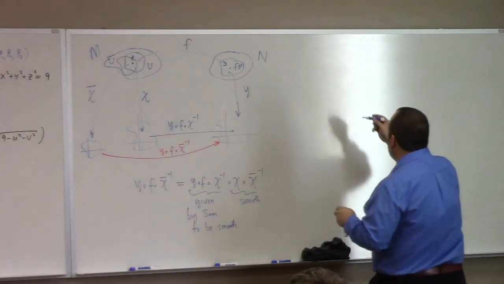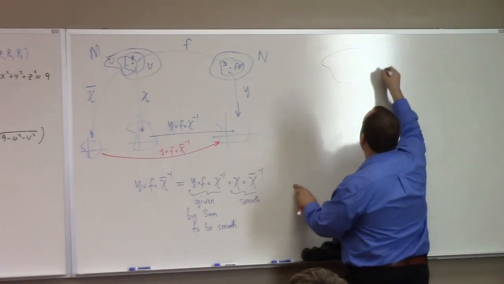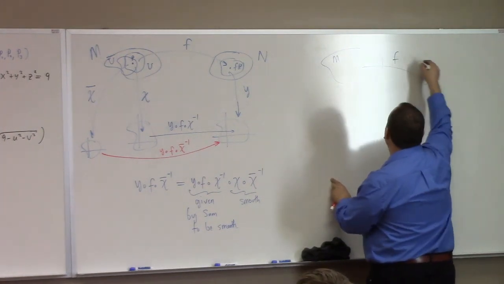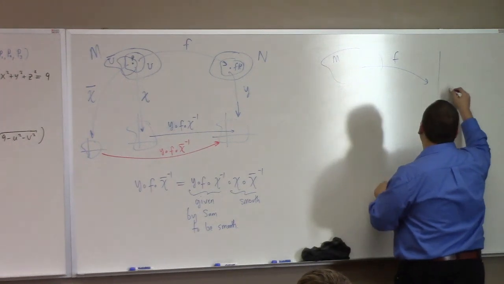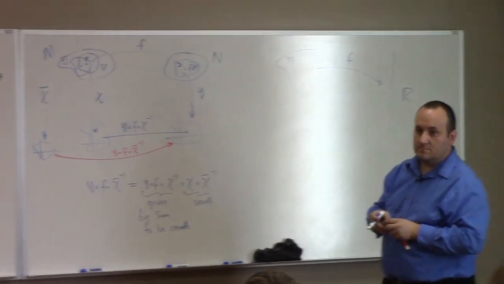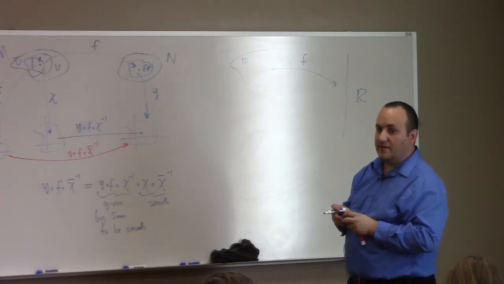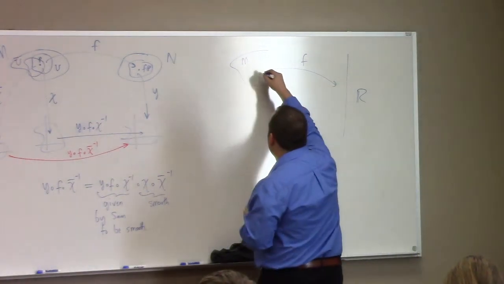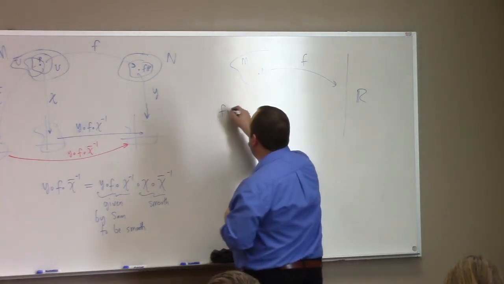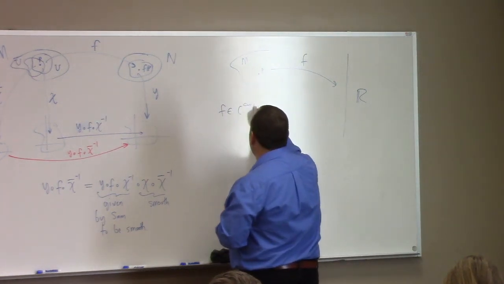Now the other thing we should talk about is if you've just got M and you've got a function that just goes to the reals. What does it mean for that to be smooth? What do we mean by a smooth function? So suppose at a point P, what does it mean for F to be an element of C infinity P?